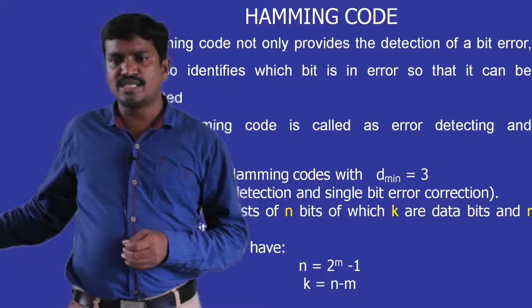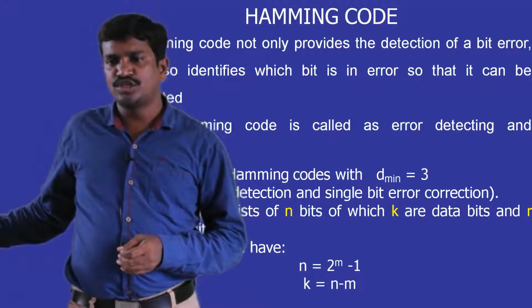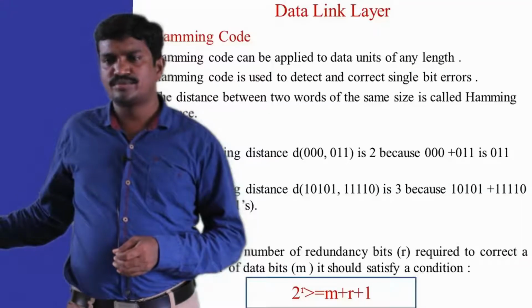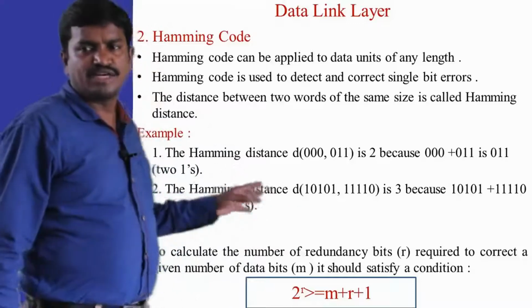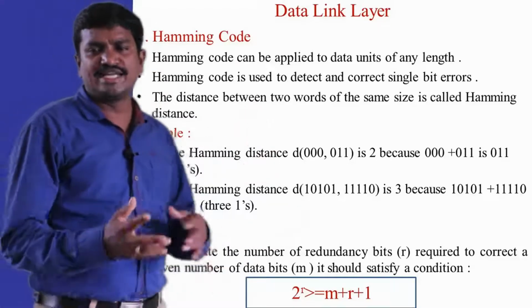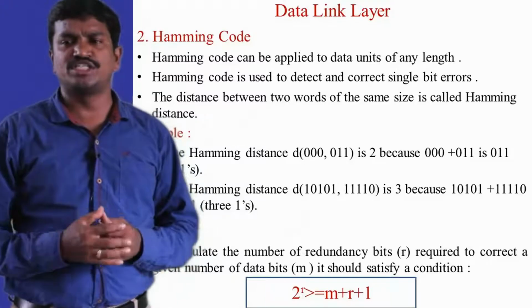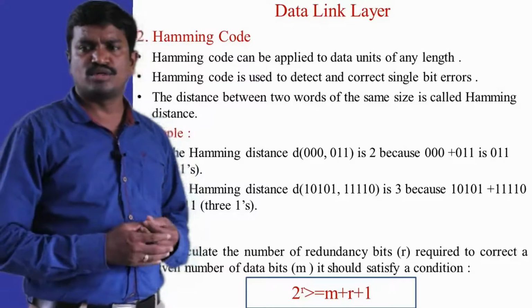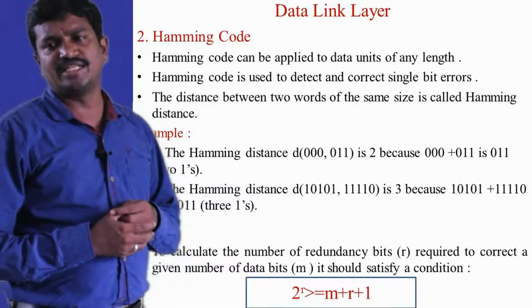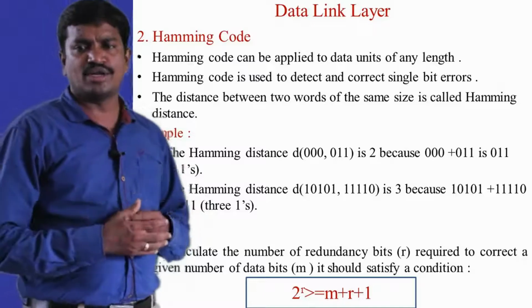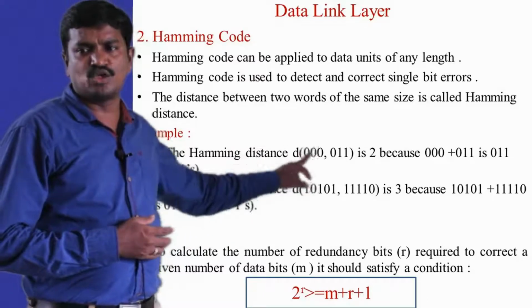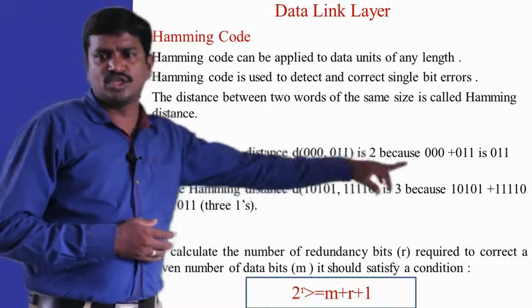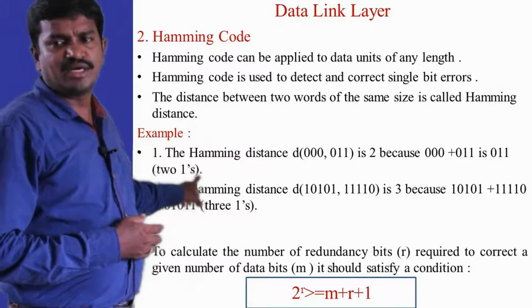So let us see the next slide, where we will find a relation between redundant bits and data bits. This is one more slide which is explaining the same concept. It can be applied for any length, there is no restriction on the length of the data units you take. It can correct and detect single bit errors, that is one more thing. And the basic idea behind this Hamming code is Hamming distance. As you know already, Hamming distance is calculated by performing XOR on two words or two bytes, whatever you take, and the number of ones in the result is nothing but the Hamming distance.